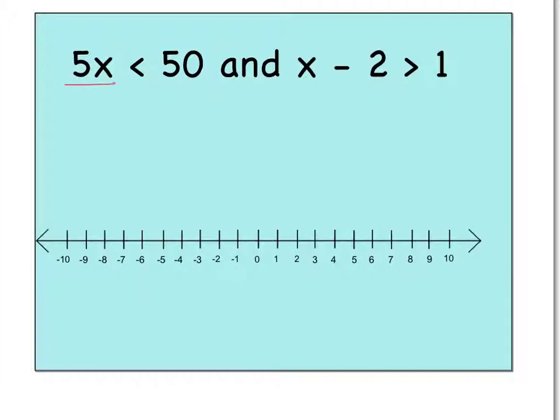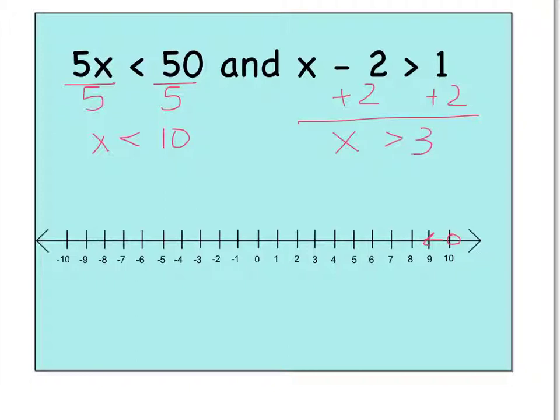Down here, we'll divide by 5. X is less than 10, so I'm going to go up to 10. Less than is this way. And add 2 to both sides. And x has to be greater than 3. So we fill in this in between right here. Remember, and means it has to fulfill both, so we're not going to continue in both directions.